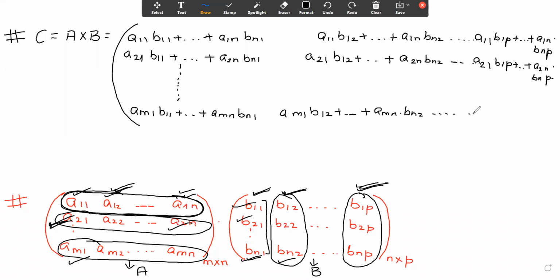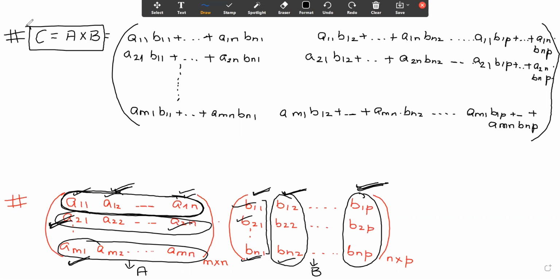And then guys, I can further stretch it, and the last element will be the last row multiplied by the last column, which is AM1 times B1P plus my last element will be AMN times BNP. So this whole is my matrix C, which is nothing but A into B. So I hope students have learned how to multiply two matrices.